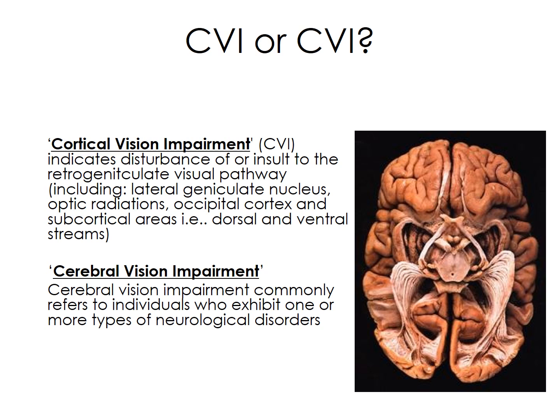There is now a common understanding that cortical vision impairment refers to lesions along the retrogeniculate visual pathway, including the LGN radiations, occipital cortex and subcortical areas of the brain, whereas cerebral visual impairment is commonly referred to individuals who exhibit visual processing disorders. That is, they have difficulty interpreting and integrating vision into a meaningful sense. For the purpose of this presentation, I will refer to CVI as cerebral vision impairment.